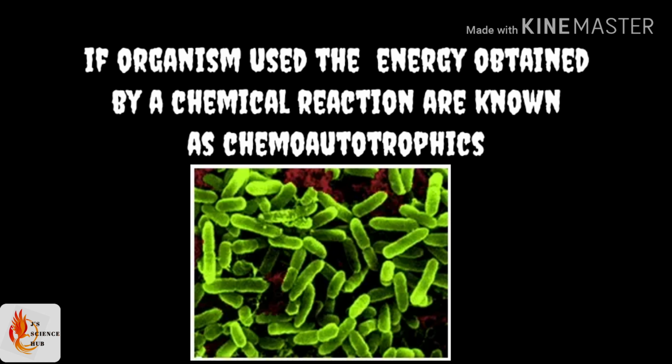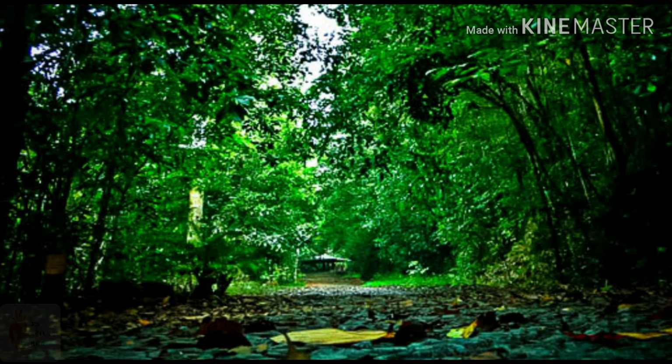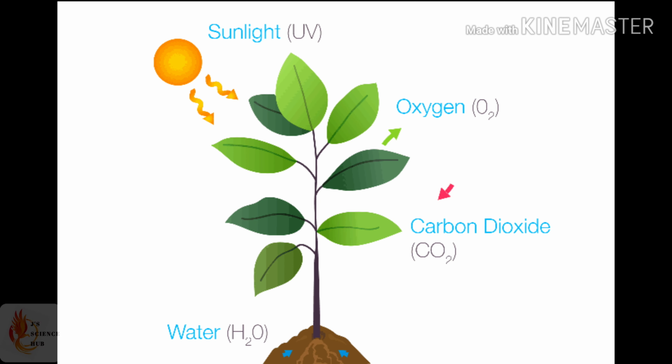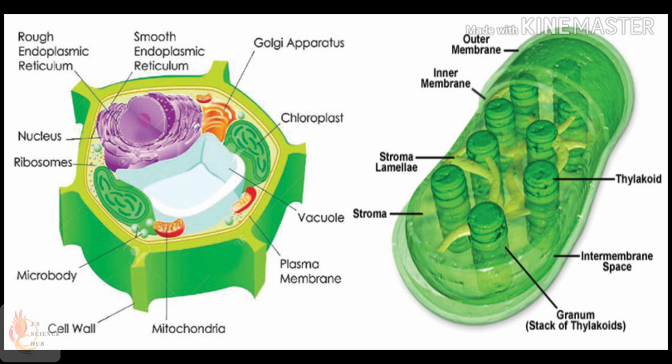Most of the bacteria are chemoautotrophic. The most important photoautotrophic organism is the plant. Plants possess chlorophyll, which has a tendency to absorb solar energy. These chlorophylls are present inside the special organelle called the chloroplast, which is exclusively present only in plants. It's absent in the animal cell, right?